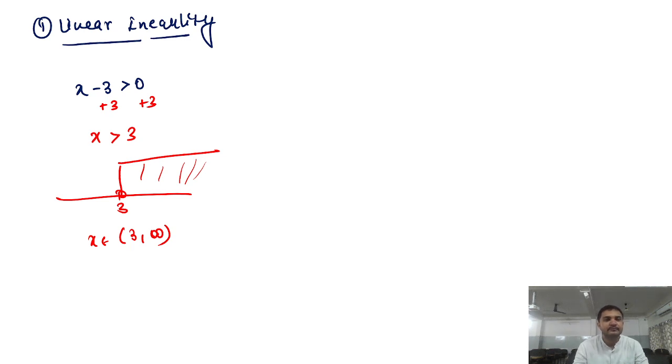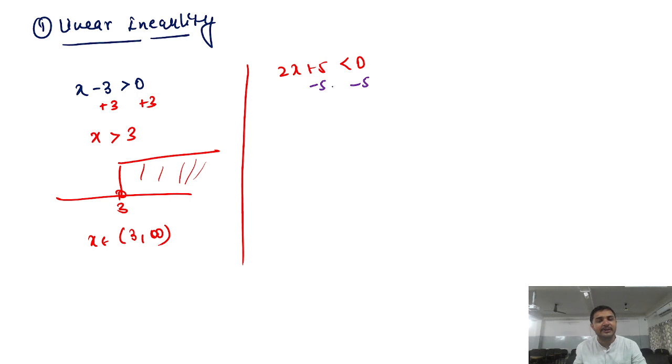Another example: 2x plus 5 less than 0. First of all, to isolate x, we subtract 5 from each side. What do we get here? 2x less than minus 5. You can say I have taken 5 to the other side, that is also okay, but it is the same thing as subtracting 5 from each side.